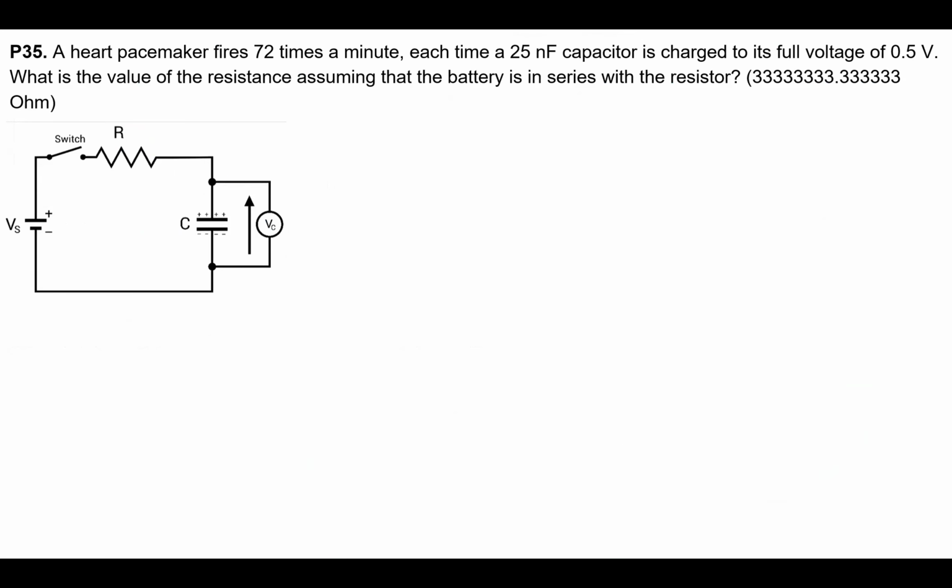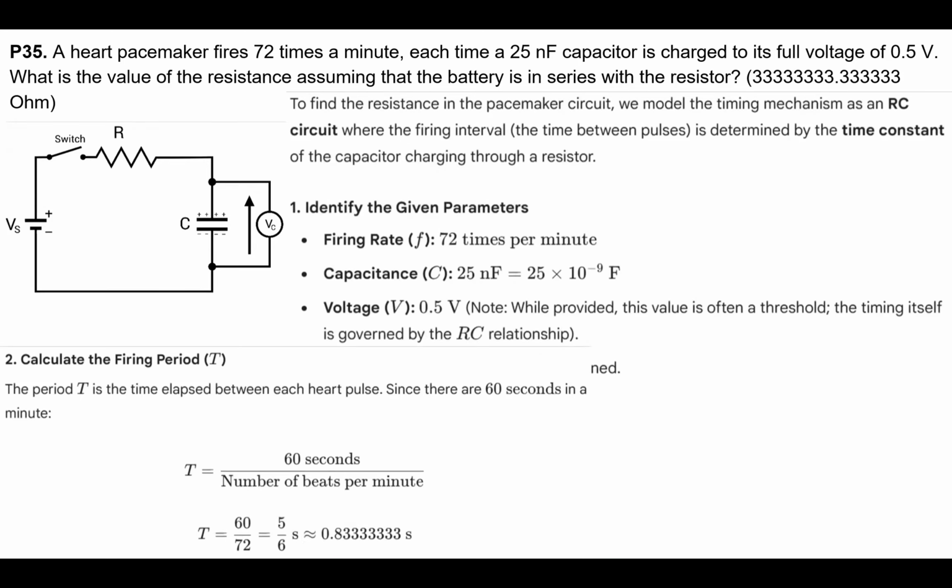And now a heart pacemaker fires 70 times a minute. Each time a 25 nanofarad capacitor is charged to its full voltage of 0.5 volt. What is the value of the resistance, assuming that the battery is in series with a resistor? So it's time to think about what is happening here. So once again, the capacitor is charged and then discharged. Okay, that's the thing we need to find out.